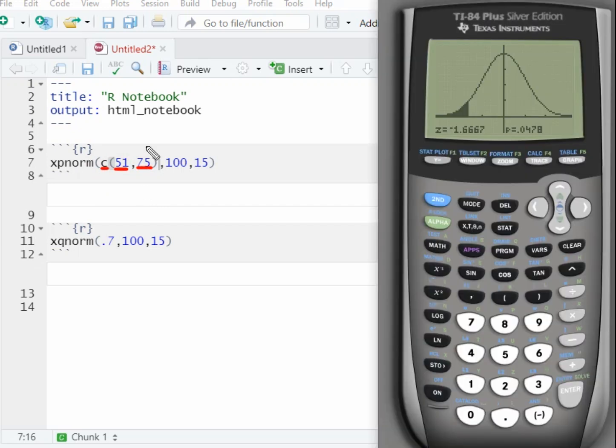When we're using the graphing calculator, yeah, we have the right-hand endpoint, but this left-hand endpoint over here, we're going to have to use the calculator a second time. We have to write down this information, use the calculator a second time, and then subtract the p-values.